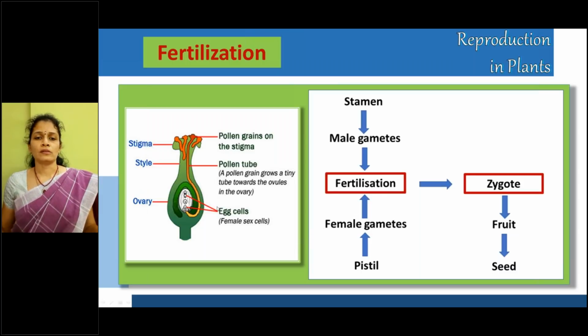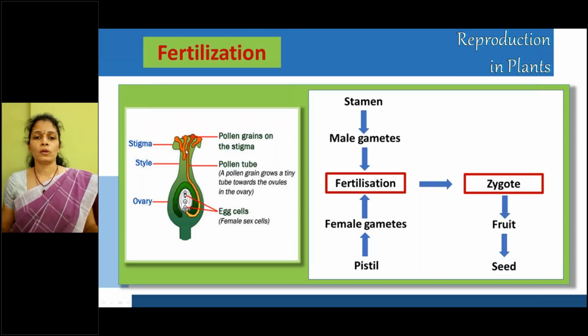Now look at this picture, children, all of you. Pollination has occurred. After the pollination, what happens? The transfer of pollen grains will happen. Now here 4 pollen grains have fallen on the stigma. How is the stigma? It is a disc-like structure to receive the pollen grains, and the stigma is also sticky in nature.